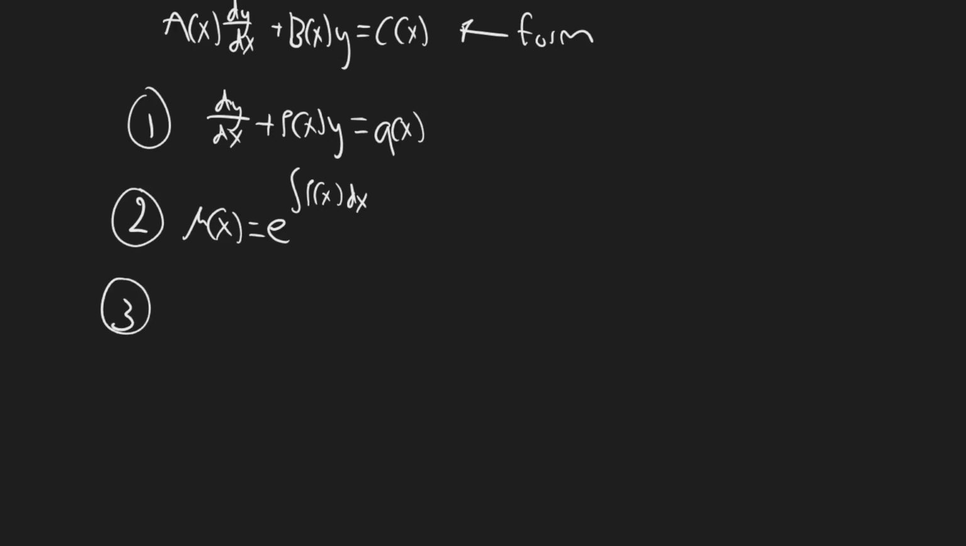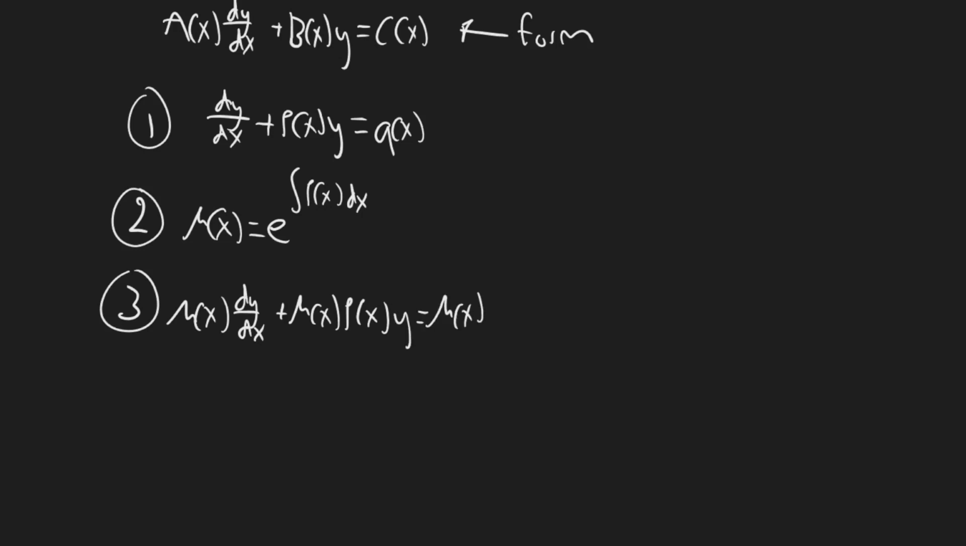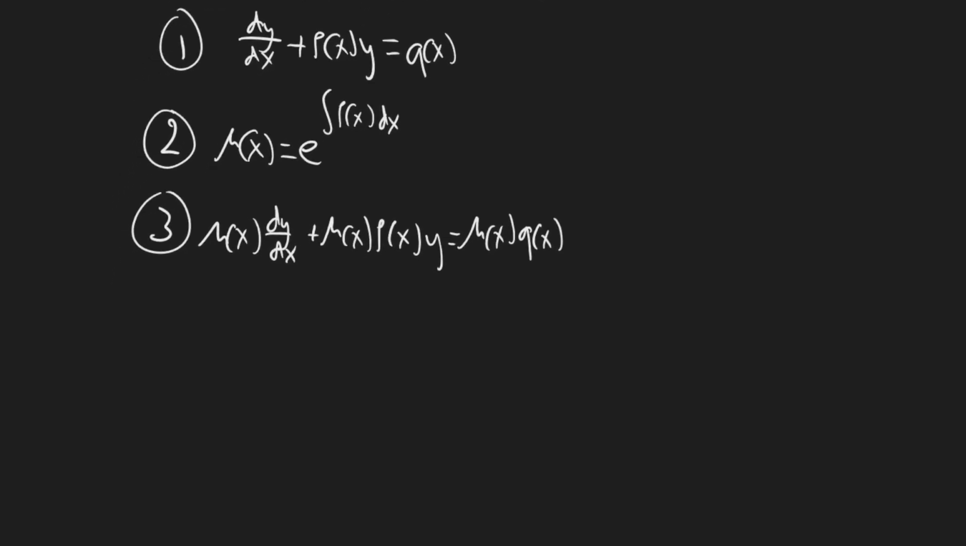After you've found the integrating factor, the third step is to multiply the whole ODE by the integrating factor. That'll turn the ODE into something that looks like this. Remember, this is what the ODE looks like, in this form up top. Now mu of x dy dx plus mu of x p of x y equals mu of x times q of x. All we did was multiply both sides by mu of x.